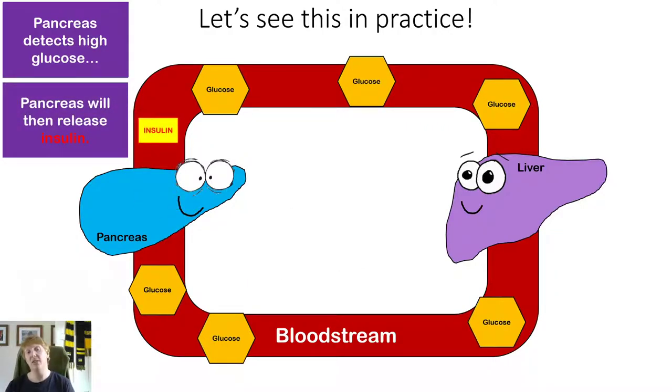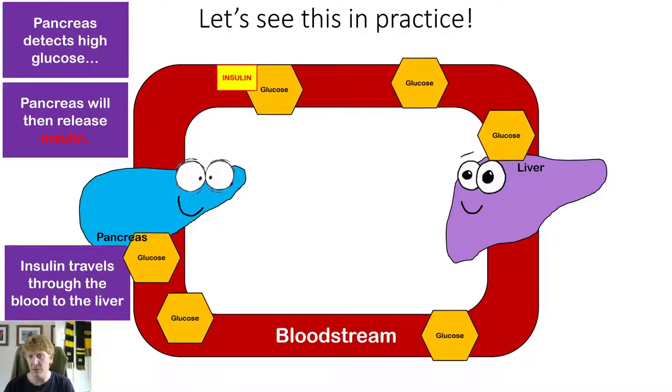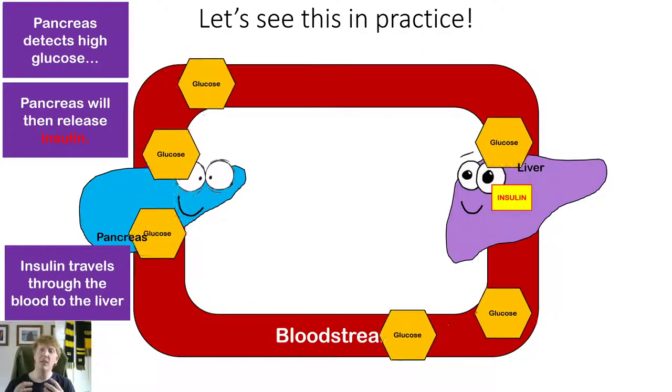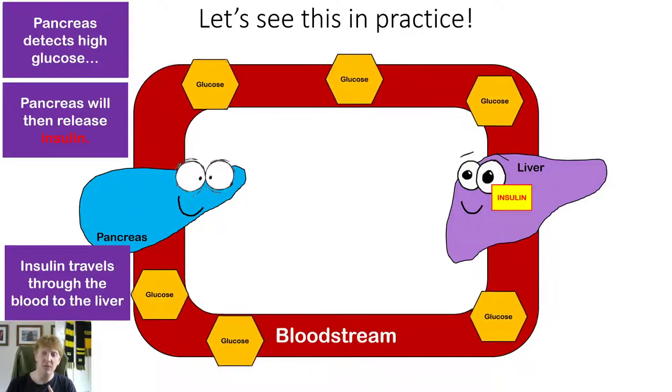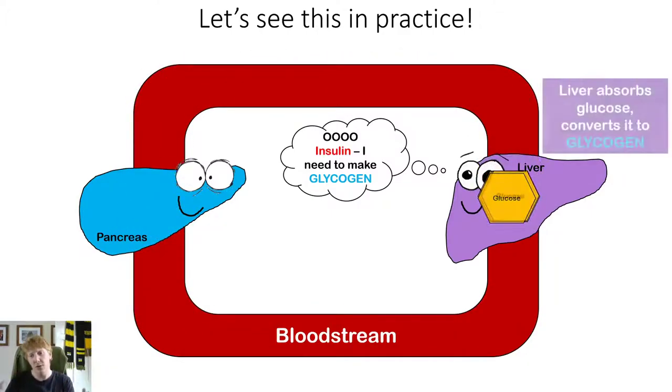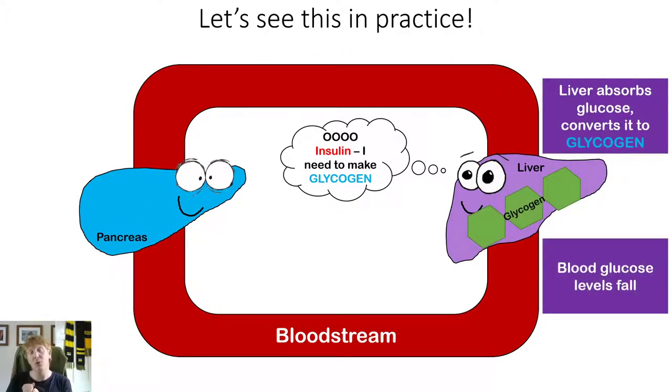Okay, so it makes and releases insulin, which will then travel through the blood just like the glucose until it gets to the liver. And the liver is going to detect this insulin because it has receptors for insulin, and it's going to go, oh, insulin, I need to make glycogen. So it's going to absorb all those glucose molecules, make the glycogen, and therefore, as you can see, the glucose in the blood has fallen. And you need to know this process. So please rewatch this animation, and there's also a separate video on this one that you can look through again to try and make sure you've got those five steps down.